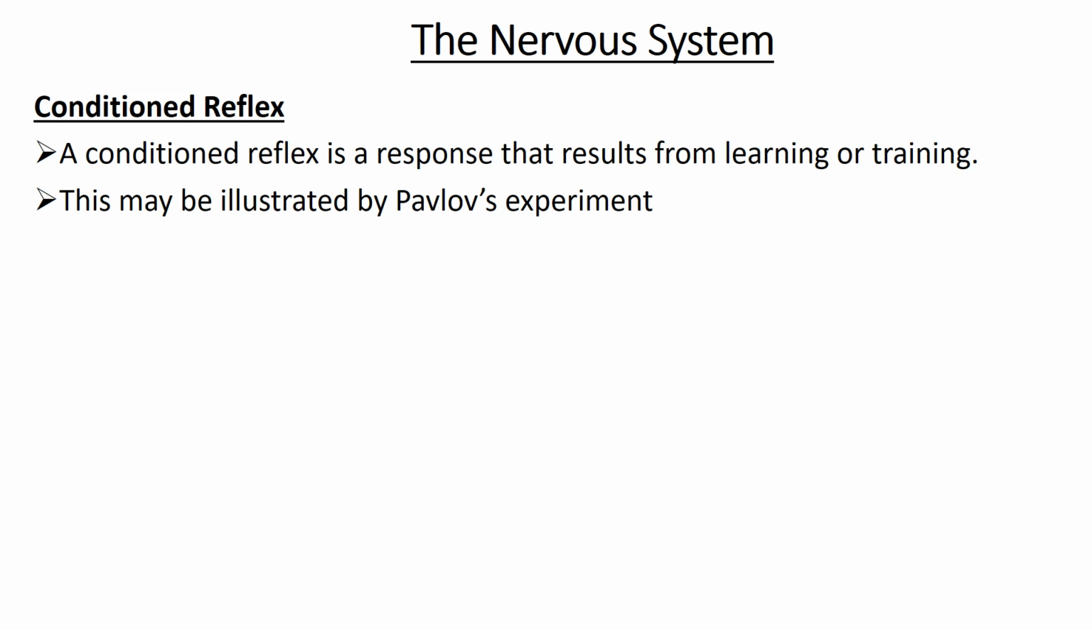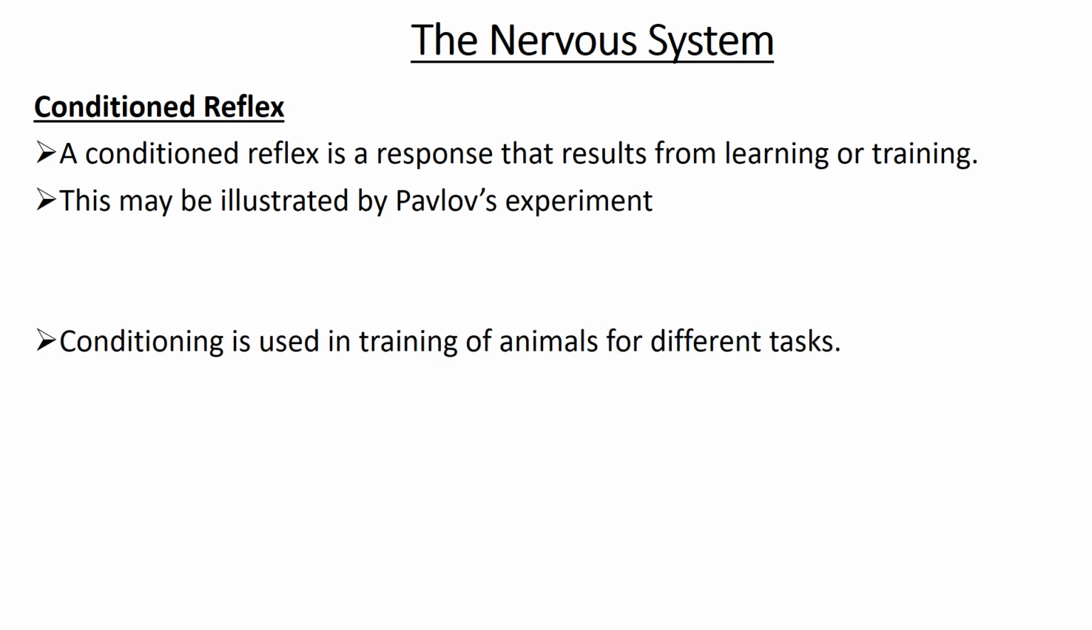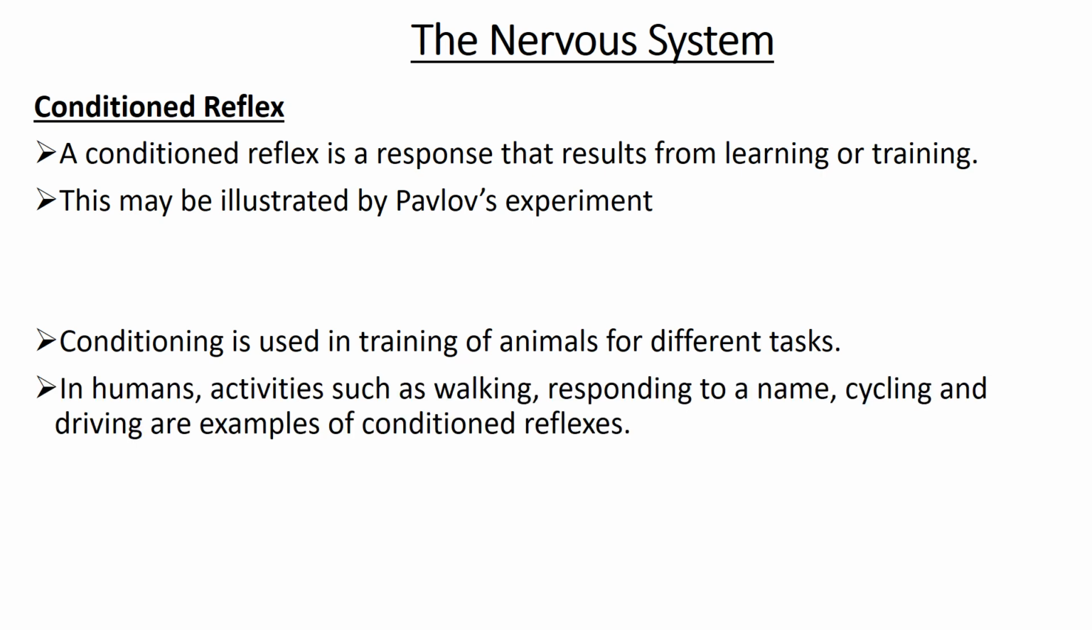So what he did was he used to ring a bell all the time when giving dogs food. Okay, so after some time, whenever he rang a bell, the dogs were salivating even if there was no food. So the dogs were trained or were made to be salivating just by the sound of the bell. This is an example of a conditioned reflex. Conditioning is used in training of animals for different tasks. In humans, activities such as walking, responding to a name, cycling, and driving are examples of conditioned reflexes.